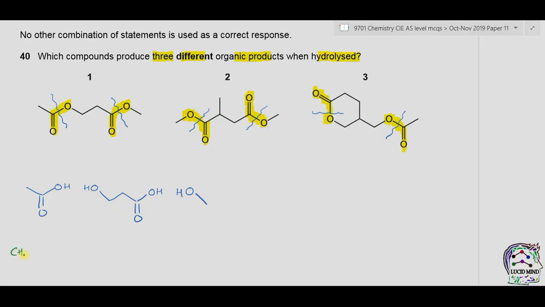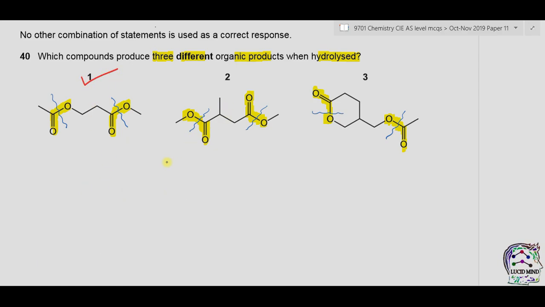First one is CH3COOH. Second is CH3CH2COOH. And third is CH3OH. As all 3 products formed are different, so therefore option 1 is correct.